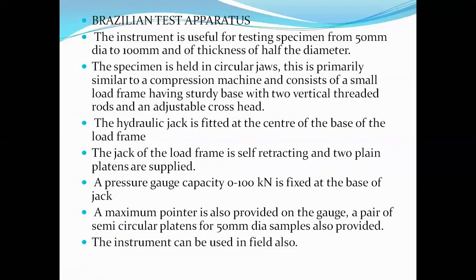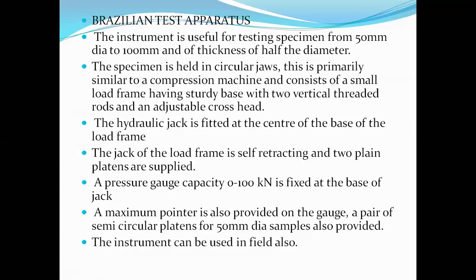Let's see the Brazilian test apparatus. The instrument is useful for testing specimens from 50 mm diameter to 100 mm diameter, because as I said, the rock specimen we use to carry out the tensile strength test is a circular disc. The diameter of the disc varies from 50 mm to 100 mm, and the thickness is generally 0.5 to 0.6 times the diameter.